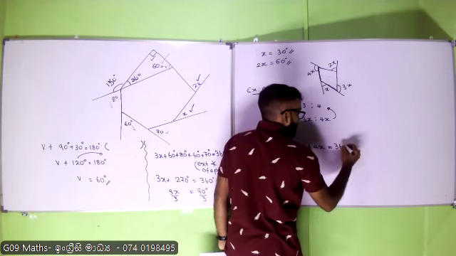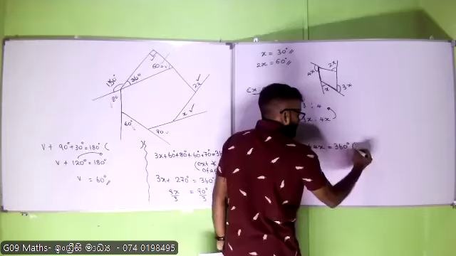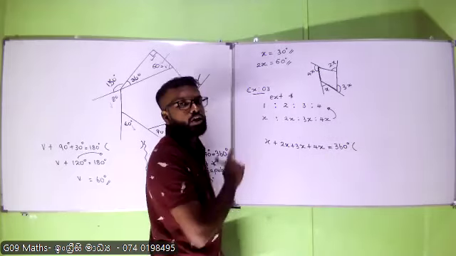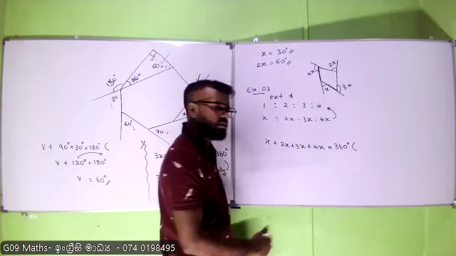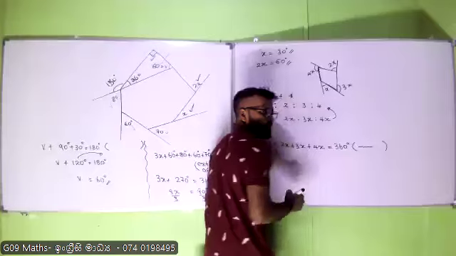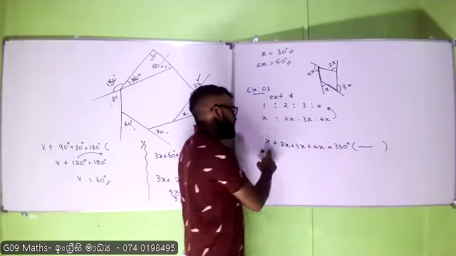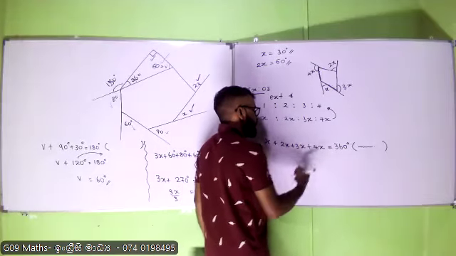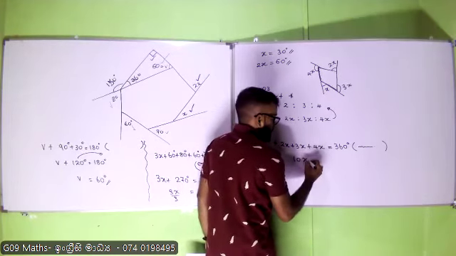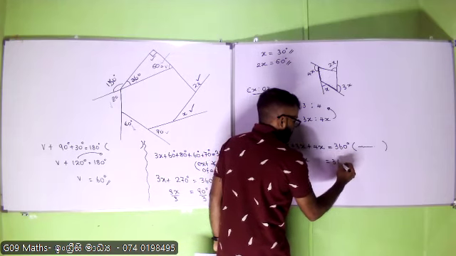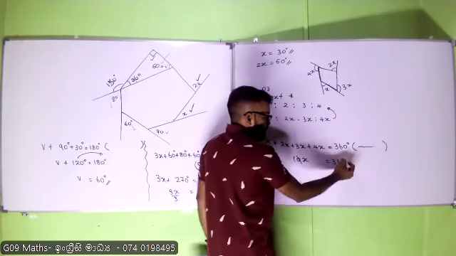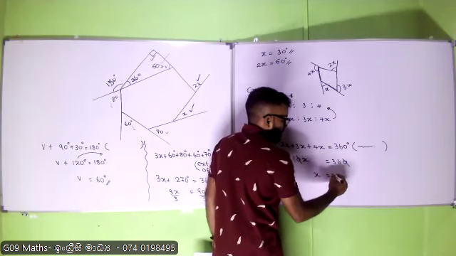360 degrees, right? The reason is the summation of exterior angles of a polygon or quadrilateral, whatever, it doesn't matter. Write down the reason. So x plus 2x plus 3x plus 4x is 10x. 10x equals 360, right? Here you have x equals 36 degrees.